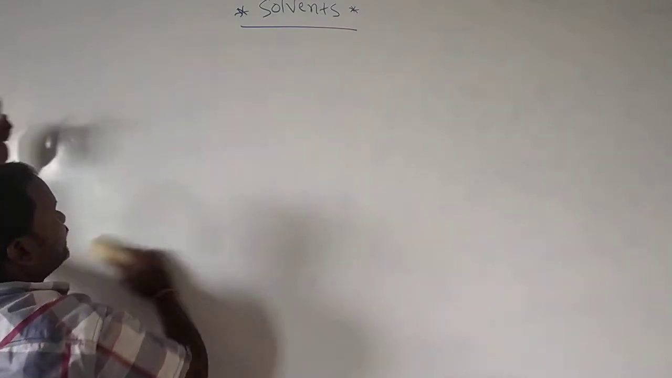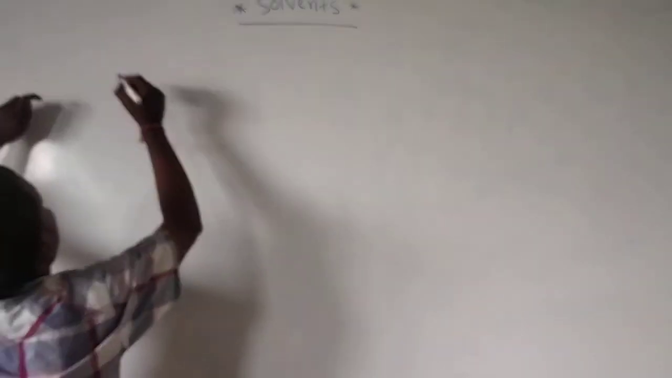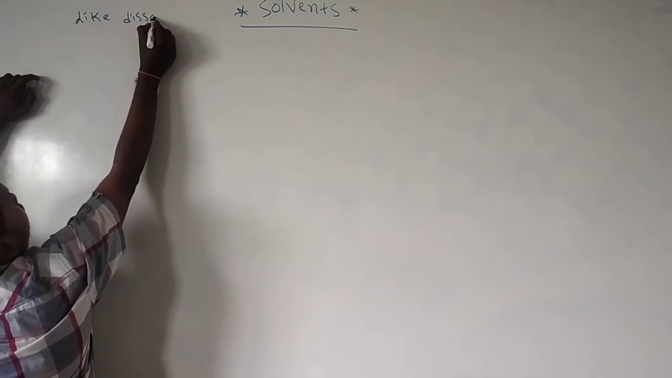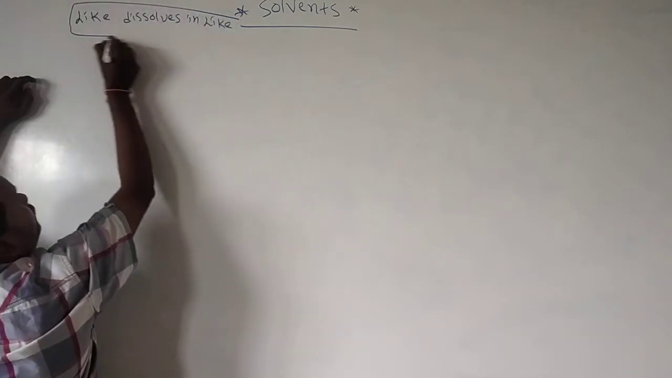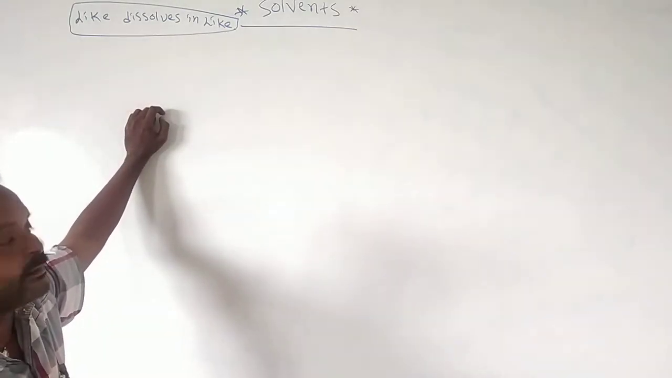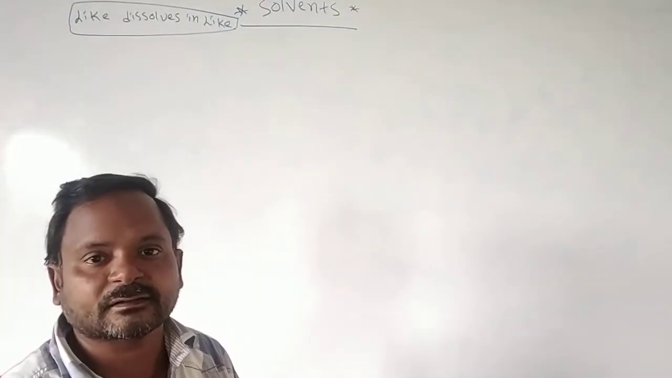And we have one more principle in solvent chemistry. I will give one statement, and based on that we will see. The statement is: like dissolves like. This is the one important principle related to solvents. Like dissolves like. That means polar compounds are soluble in polar solvents, and non-polar compounds are soluble in non-polar solvents.